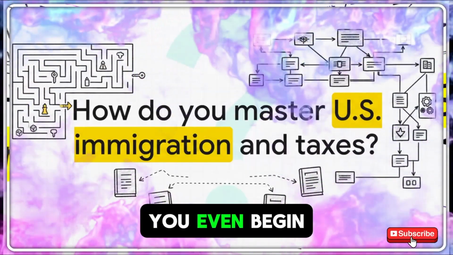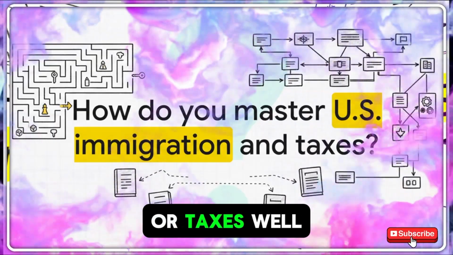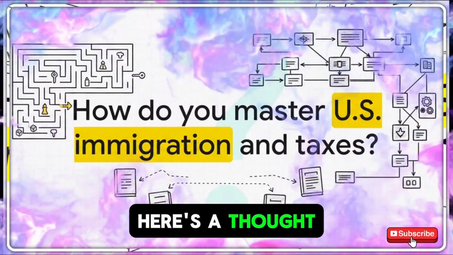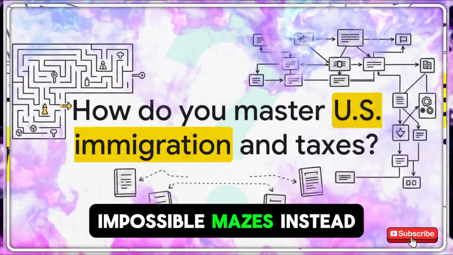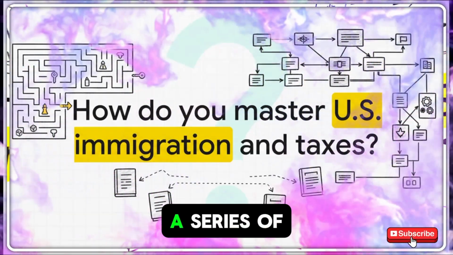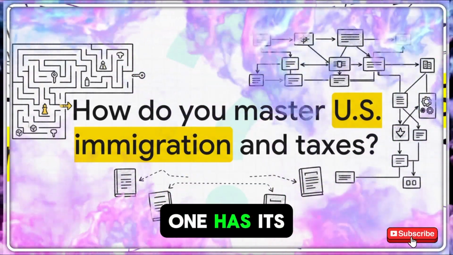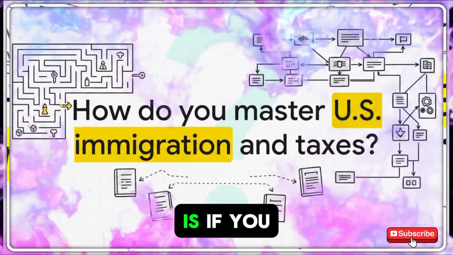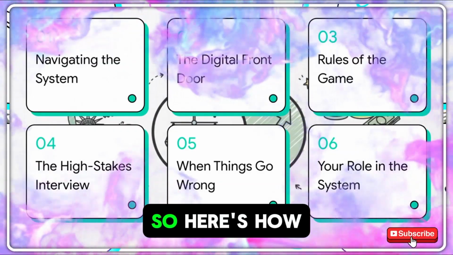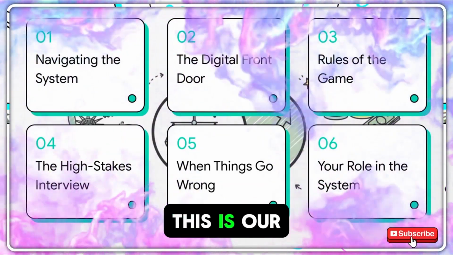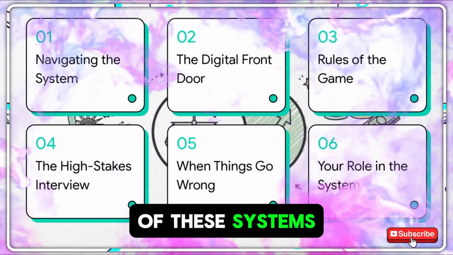So, how do you even begin to tackle something as huge as U.S. immigration or taxes? Well, here's a thought. Let's stop thinking of them as these scary, impossible mazes. Instead, picture them as a series of games. Yeah, interconnected games. Each one has its own rulebook, and the key is, if you learn the rules, you can absolutely win. So here's how we're going to break it all down. This is our game plan for today, looking at the big ideas that connect both of these systems.